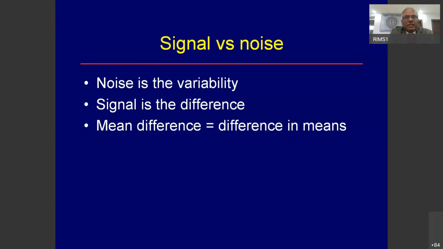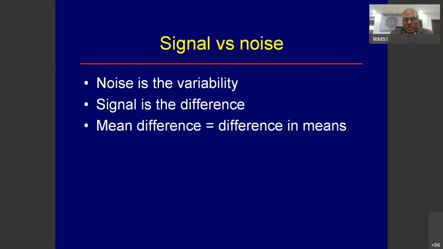Difference may be in the mean difference. So if there are two groups and the heights of two groups are different, you take out the mean of the heights of each group, take out the difference. Difference in the mean is the signal. And the variability which you see is the noise. Since the difference will be in centimeter, which is the signal, if you have to take signal to noise ratio, then you have to take standard deviation and not the variance, because that should also be in centimeter.